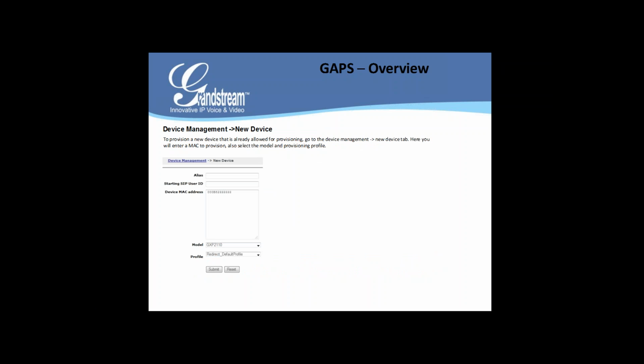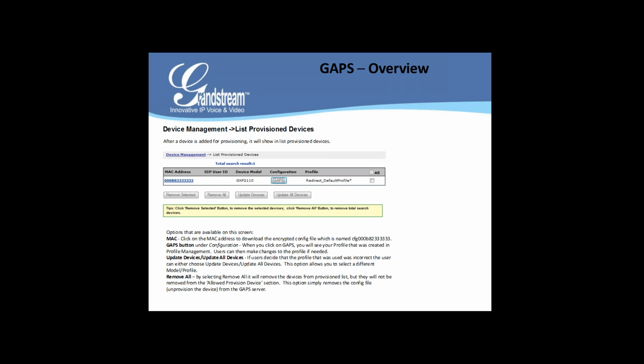So once the MAC address is already assigned to your account, you go to device management and new device, and this is where you will assign a provisioning profile to that MAC address. It's fairly straightforward and simple. You can set up a single MAC address, or you can set up a whole list of MAC addresses from here.